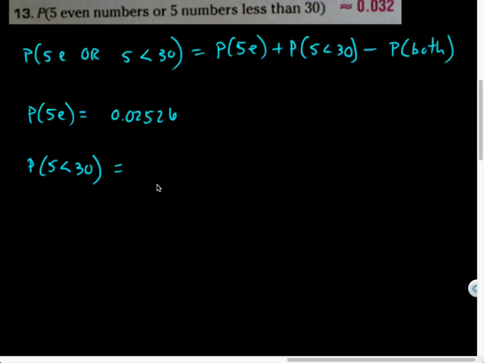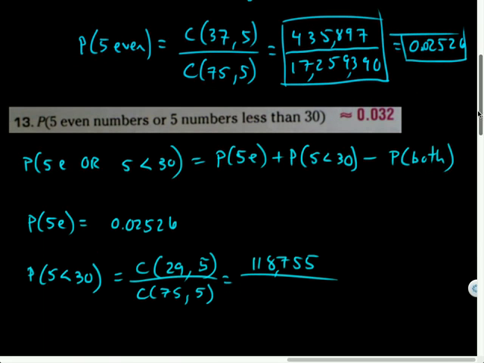So, question, how many numbers are less than 30? 29, 1 to 29, right? And I want 5 of them, so combo 75, 5. So 29 combo 5 is 118755 over the same denominator from earlier, 17 million.